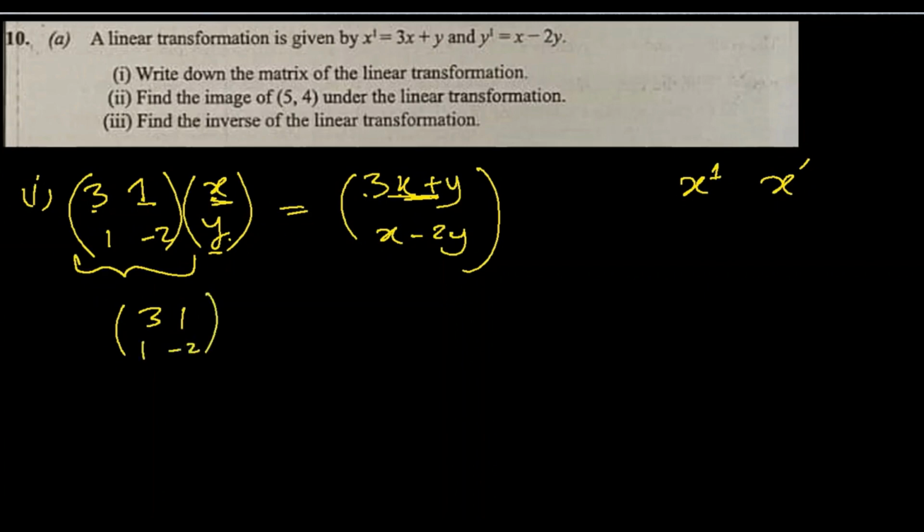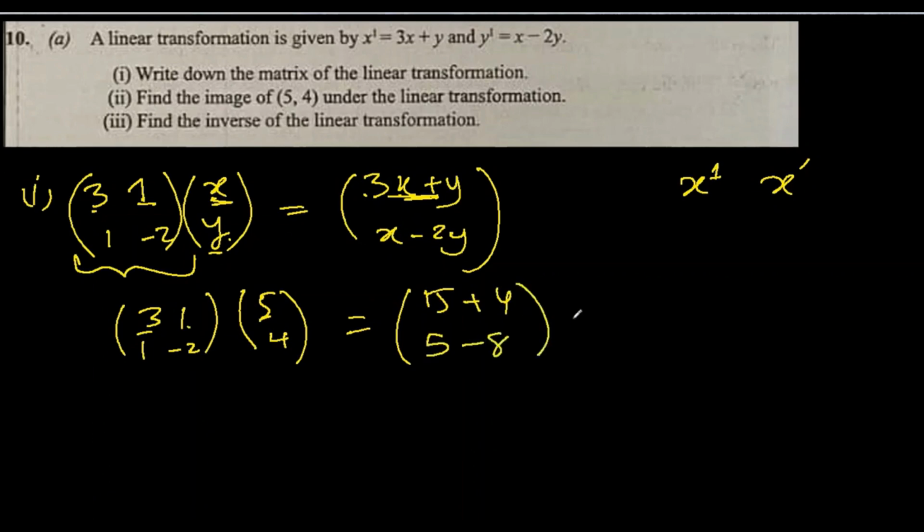Part 2. Find the image of 5, 4 under this linear transformation. So we already have it here. Let's transform 5, 4 with it. So it will be 3 times 5, 15, plus 1 times 4, 4. 1 times 5, 5, and minus 2 times 4 is minus 8. So the transformation will be 19 and minus 3.